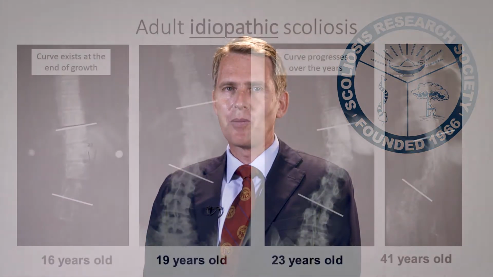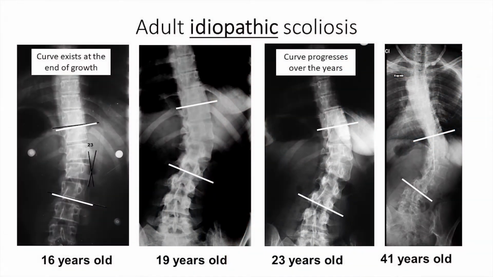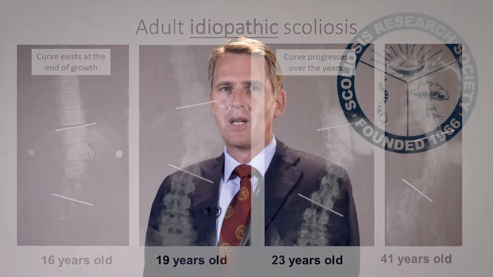As people get older, the bigger curves can sometimes progress into adulthood and become more significant and more visible and cause complaints. And once they start causing complaints in adulthood, we refer to it as adult idiopathic scoliosis. These curves can be in the lower back, but they can also be at the higher level between the shoulder blades.